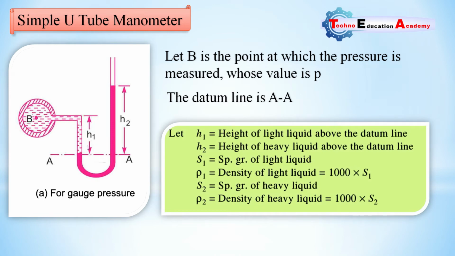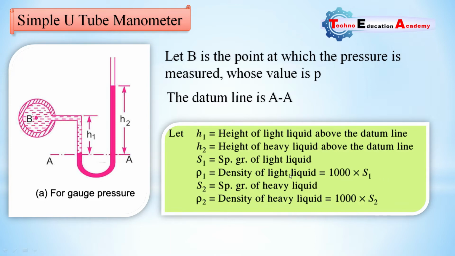Let h1 be the height of the liquid above the datum line in the left hand side column, or we can say left hand side limb. h2 is the height of the liquid above the datum line in the right hand side column. S1 equals the specific gravity of the light liquid. This is a light liquid like kerosene or water, and this is the high dense liquid whose density is higher. Generally we consider mercury. So S1 is the specific gravity of the light liquid. Rho 1, the density of the light liquid, equals 1000 into S1.